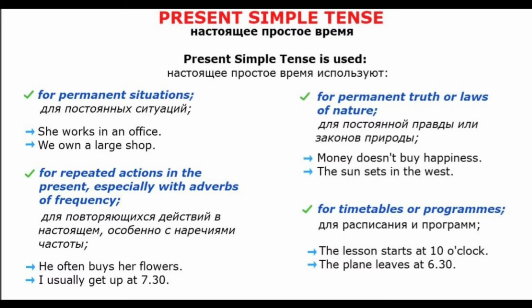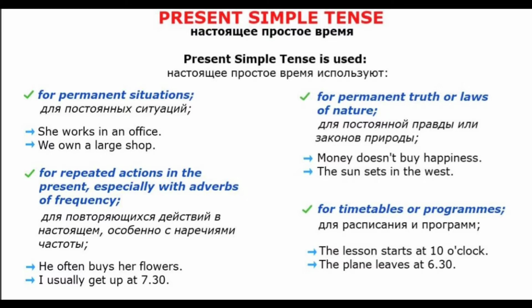We also use it for repeated actions in the present, especially with adverbs of frequency. For example, he often buys her flowers. I usually get up at 7:30.